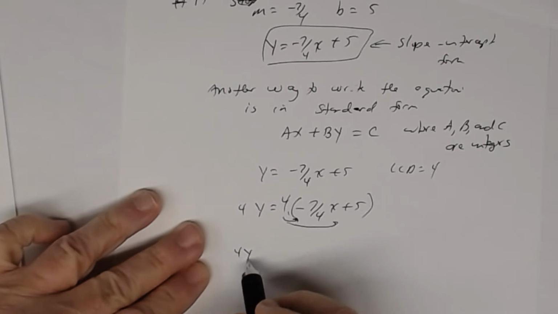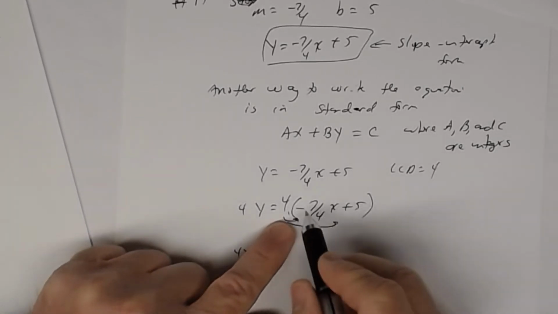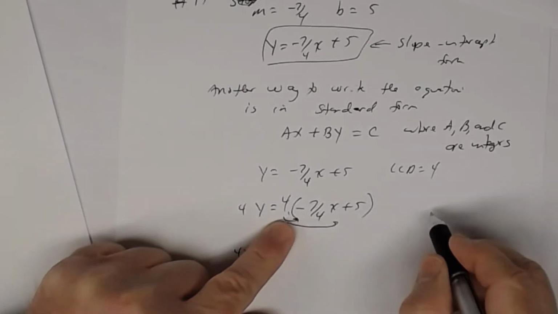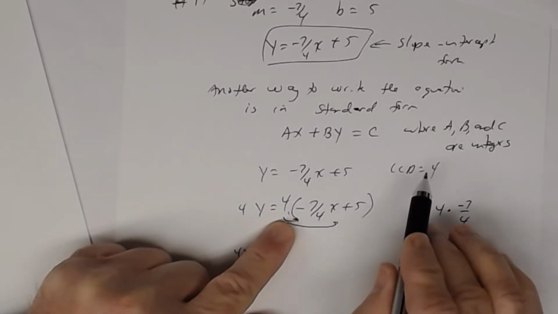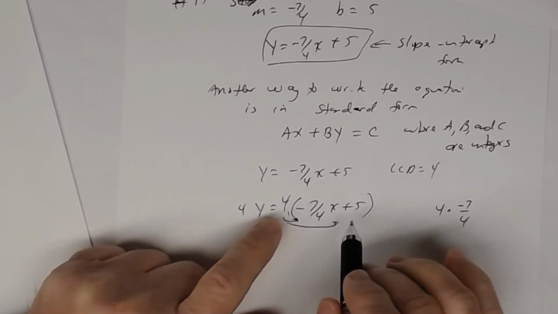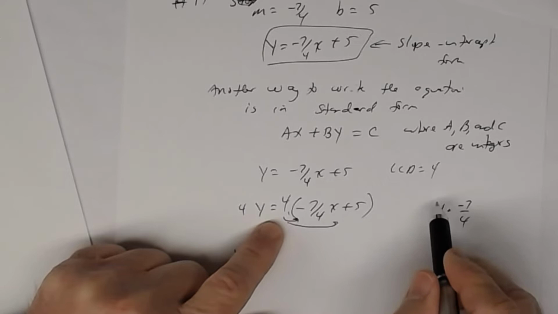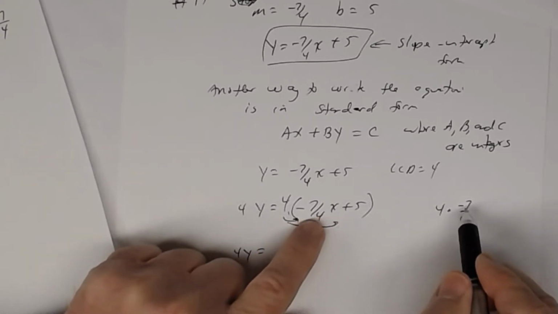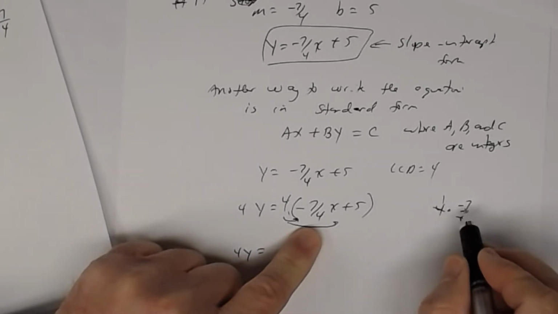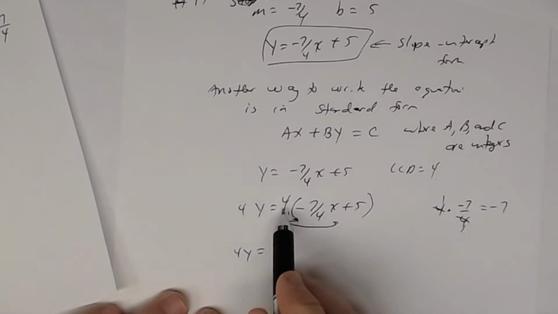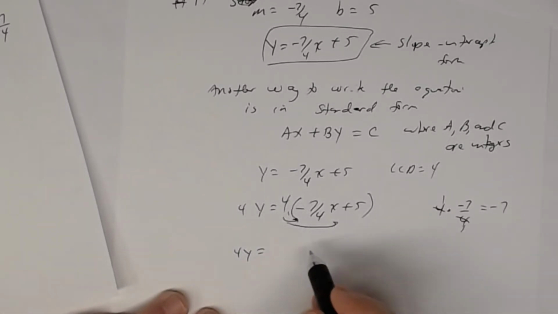So I get 4y equals, all right, now, be a little careful. 4 times a negative 7/4 x. So let's talk about what 4 times a negative 7/4 is. Remember, the whole purpose of multiplying by the LCD is to clear those fractions. So you see the LCD is 4, right? So I multiplied 4 by negative 7/4. Notice the 4's divide out. You're left with factors of 1. So 1 times a negative 7 is a negative 7. So 4 times a negative 7/4 x is a negative 7x. And then 4 times 5 is 20. So that's where I'm at.